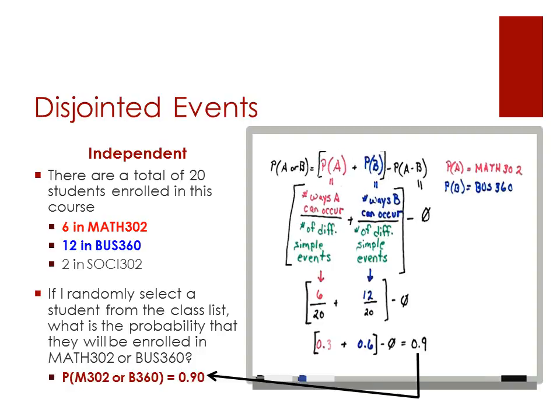Okay, you should have gotten something that looks like this. So we have a total of 6 students in Math 302, so that's the number of ways A can occur, that I select somebody who's in Math 302. We have the total number of simple events, which is 20, that's the number of students. And we repeat the same process for option B. Doing the addition and adding them through, we see that the probability for this class of me selecting a student who is enrolled in either Math 302 or Business 360 is in fact 0.90. So that would be the probability if I have disjoint events.